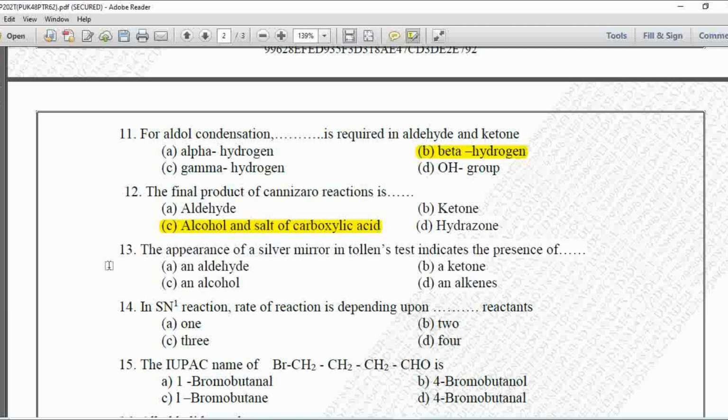Next MCQ 13: the appearance of a silver mirror in Tollens test indicates the presence of, option A is aldehyde, B is ketone, C is an alcohol, and D is alkenes.